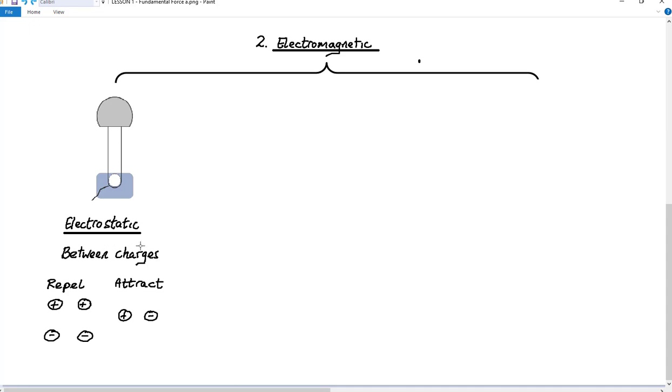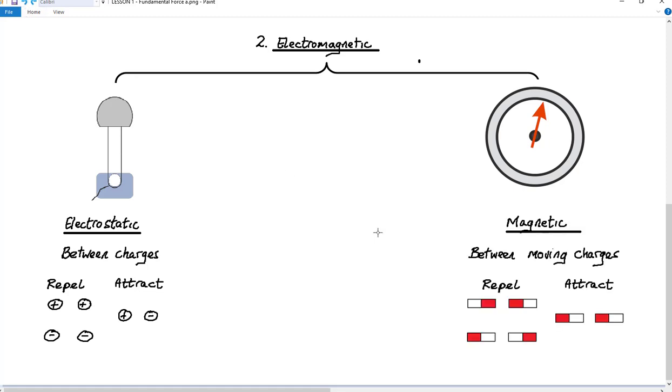Now, this is the electrostatic. Static means not moving. That's the force produced when these charges are stationary, but when these charges move, they produce a force called the magnetic force. And so the magnetic force is produced between moving charges. Again, we'll look at this in much more detail when we look at magnetism.